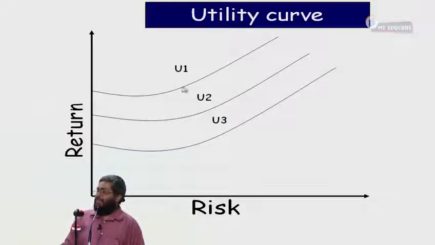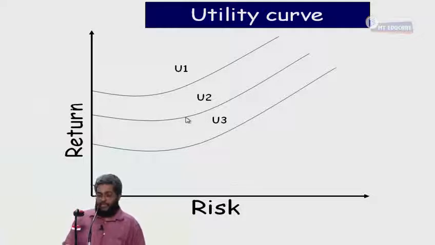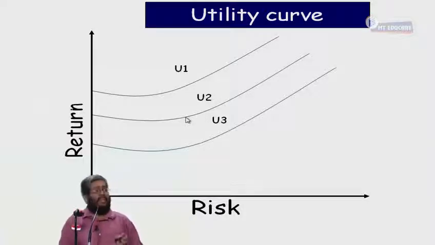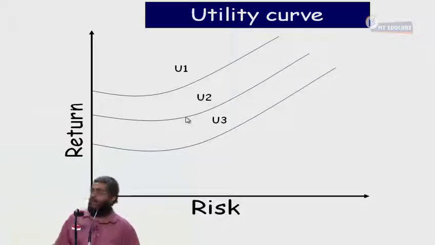This curve has an A which is highest. This curve has an A which is second highest. This curve has an A that is third highest. Because A is what I call our risk averse coefficient.